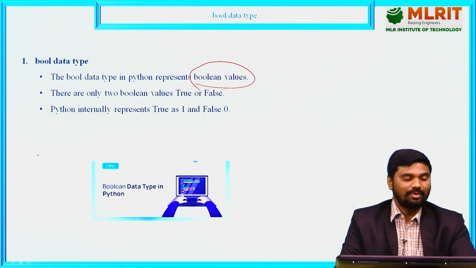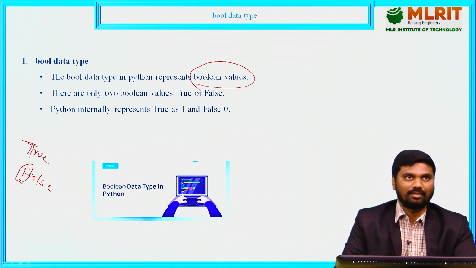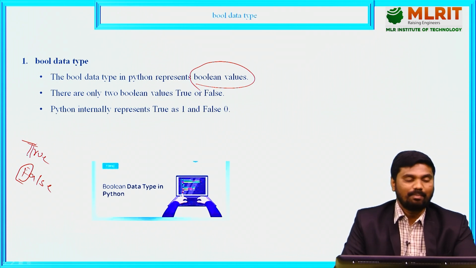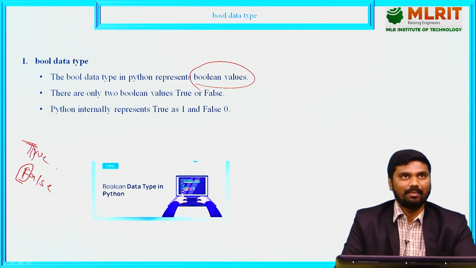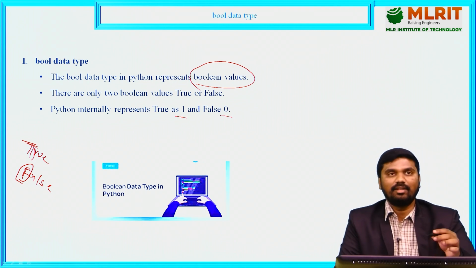So there are only two Boolean values in Python. One is True, and T must be a capital letter, and the next one is False. So here F must also be a capital letter. Why? Because in other programming languages, the Boolean values true and false are represented with small letters only. But in Python we have to observe that True starts with a capital letter, and False also starts with a capital letter. Next, internally Python represents True as 1 and False as 0.